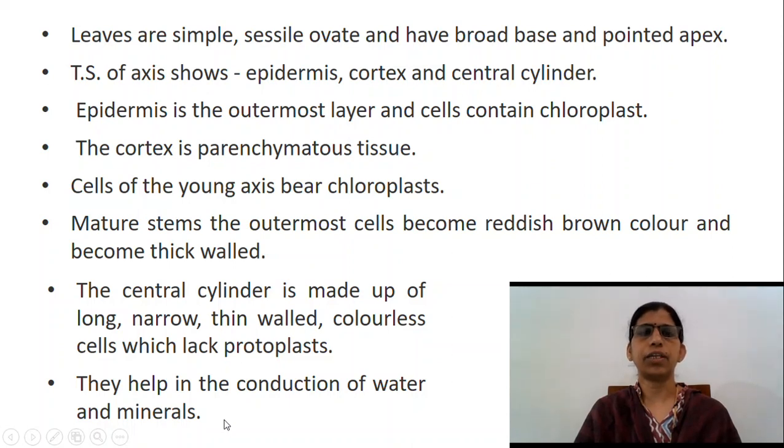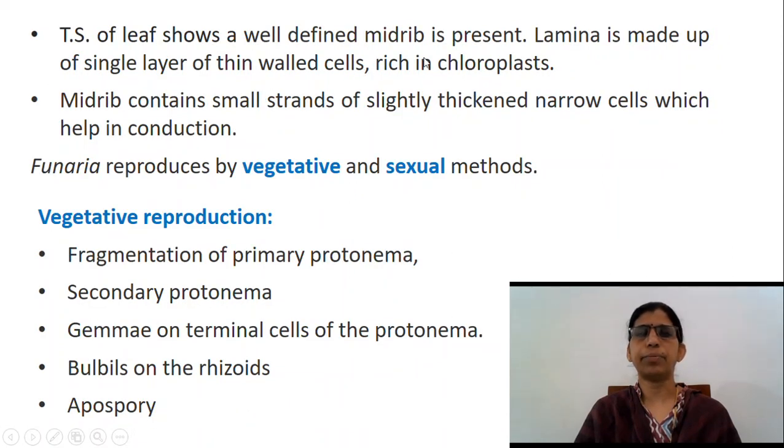The tiers of the leaf show a well-defined midrib. It consists of several layers of cells, but the lateral wings or the lamina is made up of a single layer of thin-walled cells which are rich in chloroplasts. Midrib contains small strands of slightly thickened narrow cells which help in conduction.